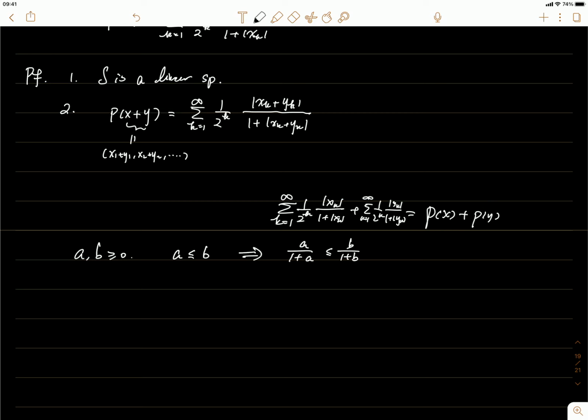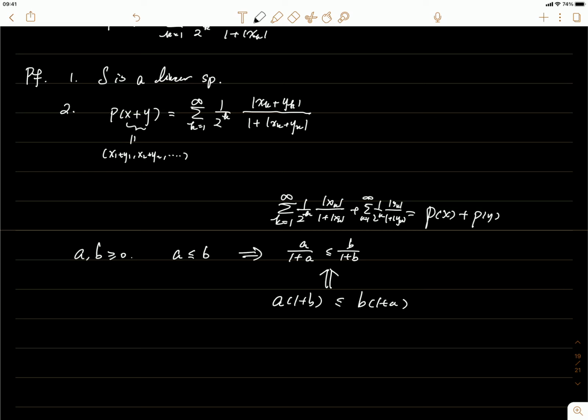Okay, and this will be easy to check because you just look at this one here. I just multiply these two and then these two, and see if we get the inequalities, right? So it's a times 1 plus b is less than or equal to b times 1 plus a. If I can show this, then I will get that.